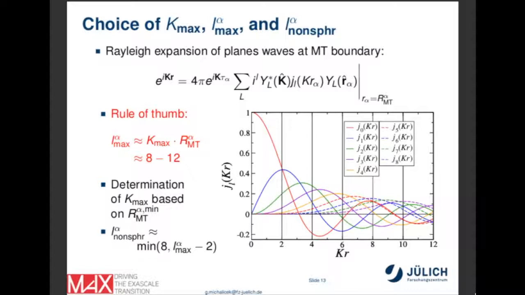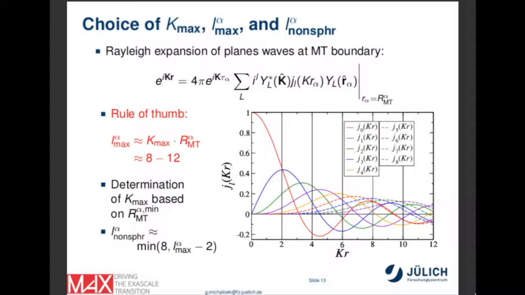The yellow spherical Bessel function here is the one for L equals 4. If you go to Kr equals 4, you are at about half of the first maximum. And if you go to 6, then this is the blue dashed line. You're also at about half of the first maximum. Yeah? It turns out that this is already a nice value where you can say everything beyond this we don't need. It is converged. This is what practice gives you.